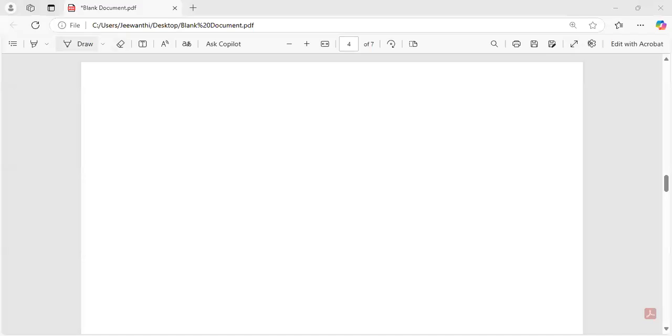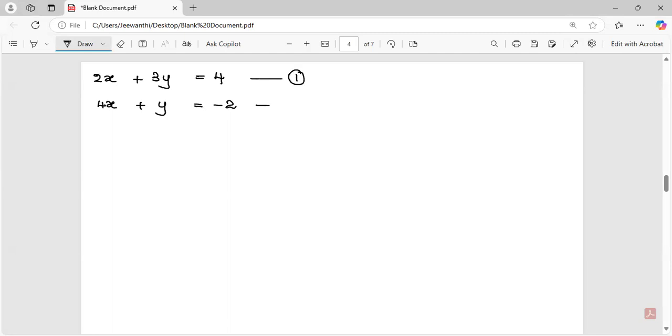Right. Now I'm going to take a completely different example. Look at this. 2x plus 3y equal to 4 and 4x plus y equal to -2. I do the same thing, equation 1 and 2. Those steps are common for all the questions. And then I write the coefficient of x, so that is 2 and 4. Then I write the coefficient of y, it is 3 and 1.